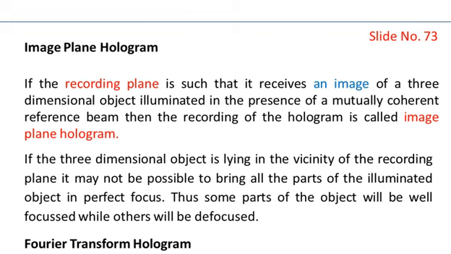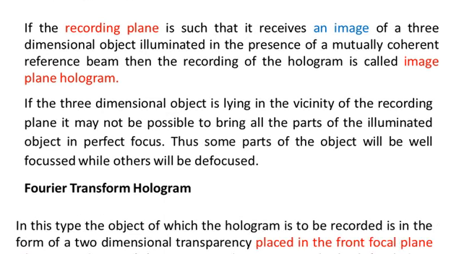Image plane hologram. If the recording plane is such that it receives an image of a three-dimensional object illuminated in the presence of a mutually coherent reference beam, then the recording of the hologram is called image plane hologram. If the three-dimensional object is lying in the vicinity of the recording plane, it may not be possible to bring all the parts of the illuminated object in perfect focus. Thus, some parts of the object will be well focused while the others will be defocused.